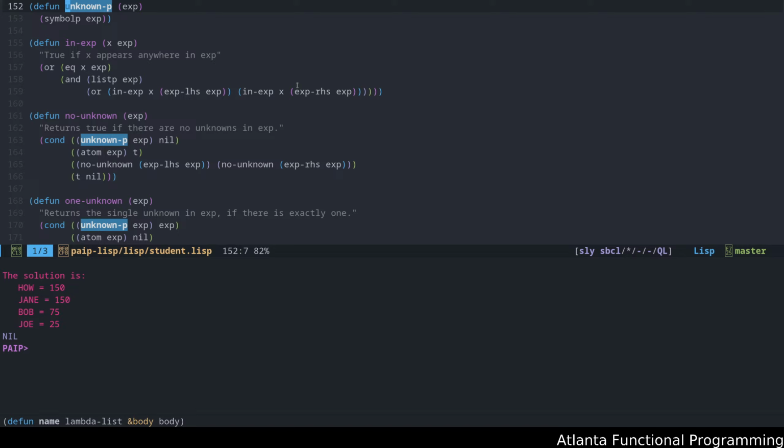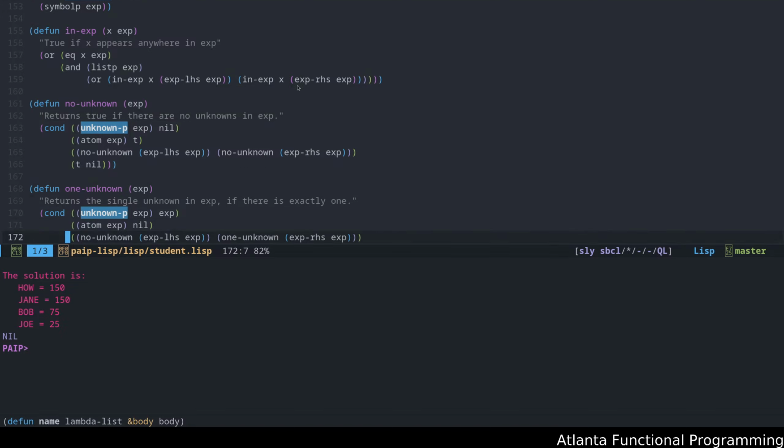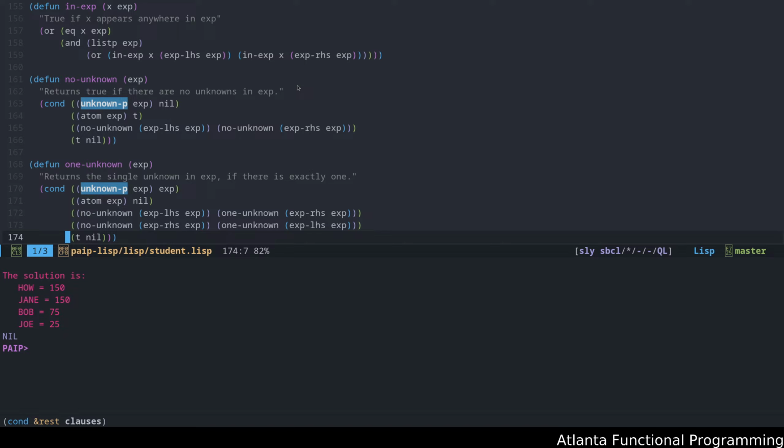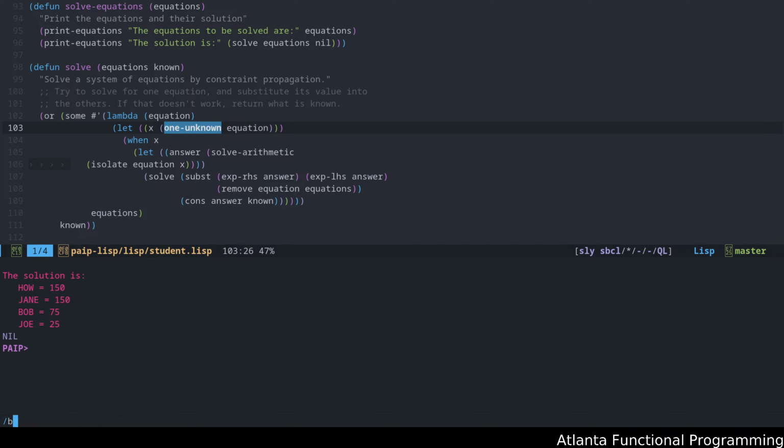Then we have nothing to worry about. If it's an atom already, then we know that it's not an unknown expression, so we return nil. Otherwise, we check both the left-hand side and right-hand side to determine whether there's exactly one unknown. Given this one unknown expression, and we know that it exists, which is why we're using the when form, we then try to isolate that. And what that isolation is doing is rewriting the equation with the single unknown variable in a way that it can be solved.